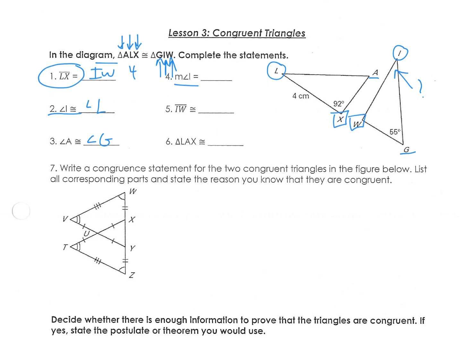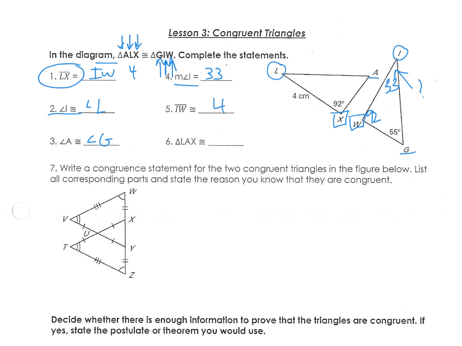So I don't have enough in the triangle right now, but we know that X and W are the same. So if X is 92, W is 92. And therefore, I know that since all three angles add up to be 180, I must be a total of 33 degrees. IW, if I look at that, is the same length as LX, which we found out was 4.